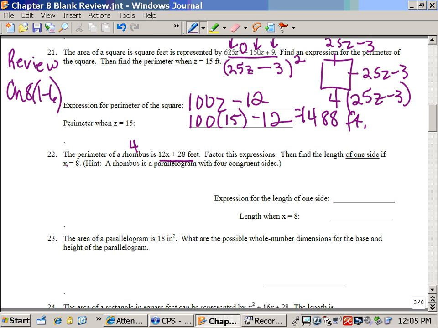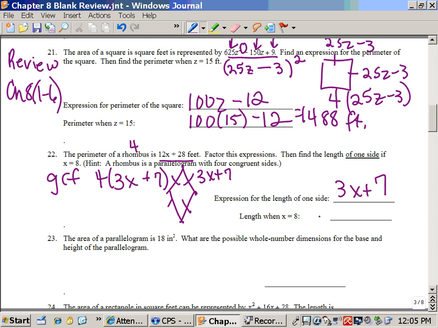I need to factor this expression. Since when I factor, I always have to look for a greatest common factor first, I notice that they both have a 4 in common. Inside the parentheses, that's going to be 3x plus 7. Well, since a rhombus has 4 of the same length sides, that means that each of these sides is going to be 3x plus 7. Then I need to find the length when x is 8, so 3 times 8 plus 7 is 31 feet.